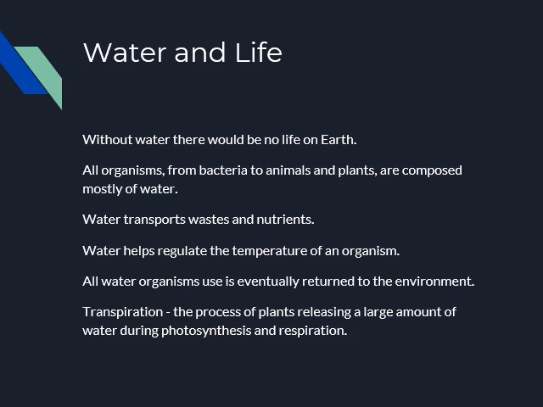So some terms to know: transpiration. Transpiration is the process of plants releasing a large amount of water during photosynthesis and respiration. We talked about this during the photosynthesis and respiration presentation, that water is released through the stomata, which is why they close at night to help save the plant some water. But naturally, water vapor escapes from the leaves through the stomata.